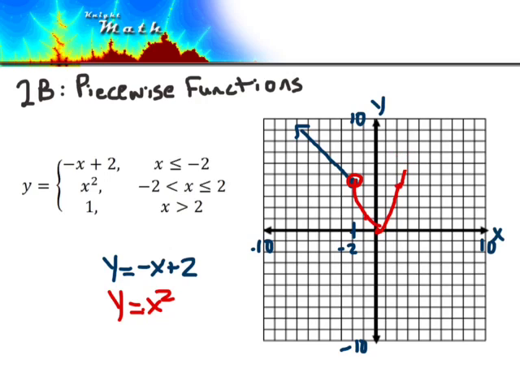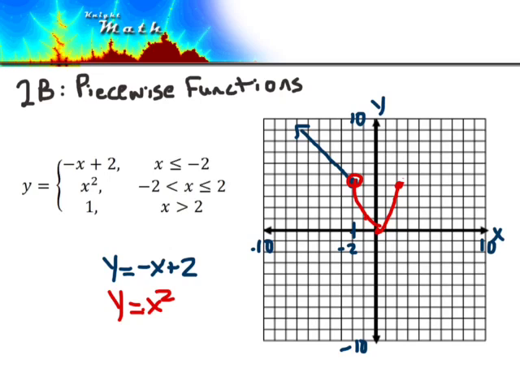Let's see if this will cooperate. Okay. And here we go. All right. We notice that this one is included, so there's going to be a solid dot here because of this "or equals 2" here. Last but not least, we have y equals 1.